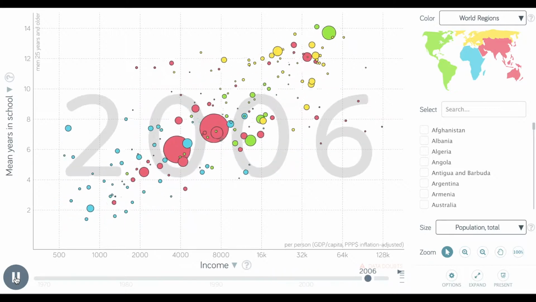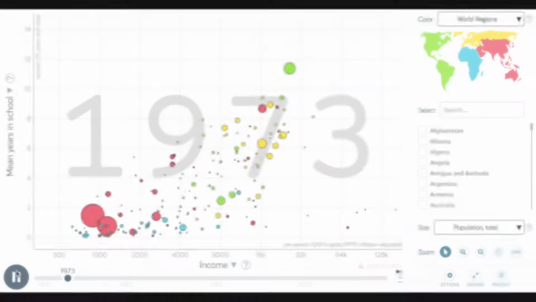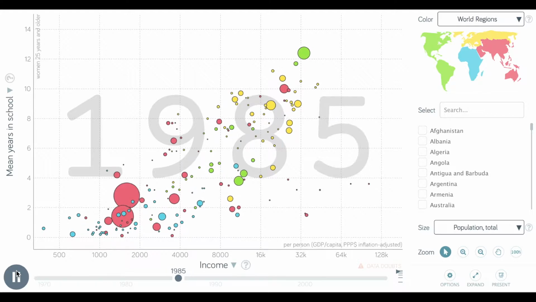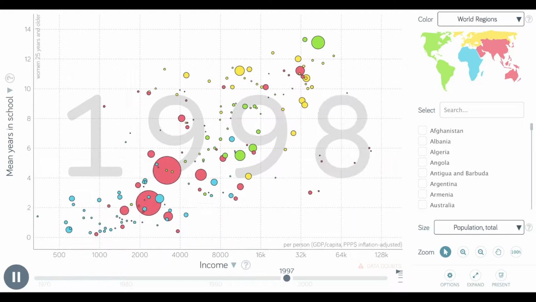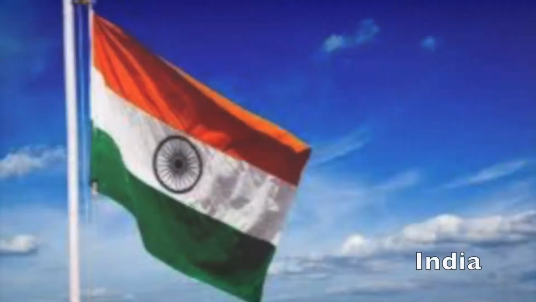We'll focus on the 25 years and older age group and examine the correlation between the mean years in school and income. Overall, the trend is upwards and to the right. This means that there is a positive correlation between the mean years in school and income. For example, India's bubble has a steady positive slope showing a positive correlation between the two variables.